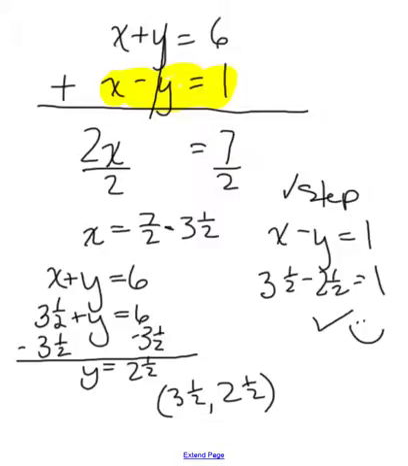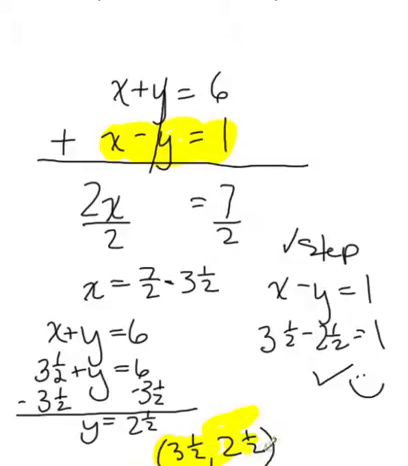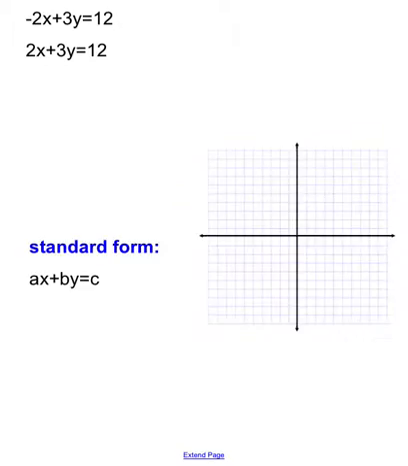So my final solution for this system of equations is 3.5, 2.5. Got a little funny on me. Okay, so here's another situation that I'm going to do. This is, again, two equations, systems of equations.